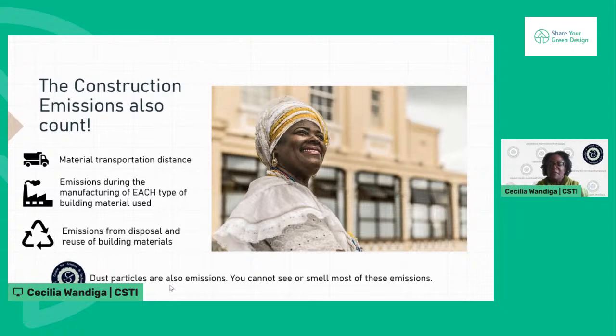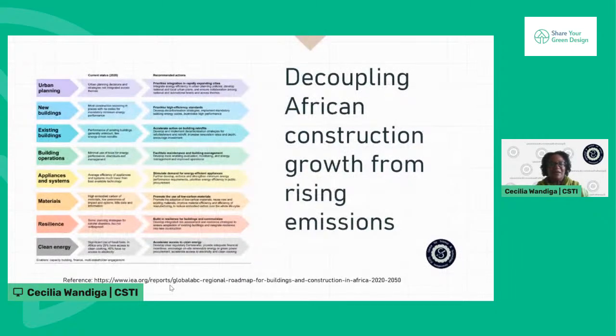And one of the things to keep in mind, dust particles, they are fine particulate matter and count in emissions as well. And of course, none of these are visible, which is the challenge that we have when we're measuring emissions.